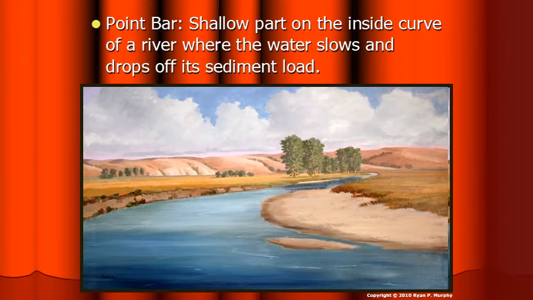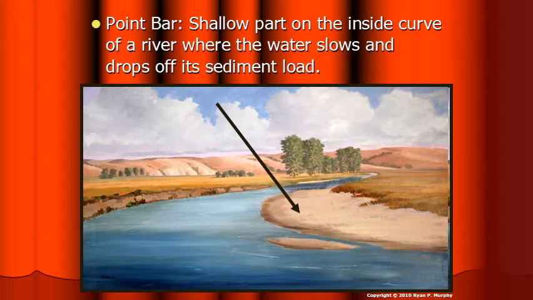The next part is what I was alluding to before, and that is the point bar. This is kind of the opposite of the cut bank. It's on the inside of those curves. It's on the opposite side. This is the shallow part on the inside curve of a river where the water slows and drops off its sediment load.